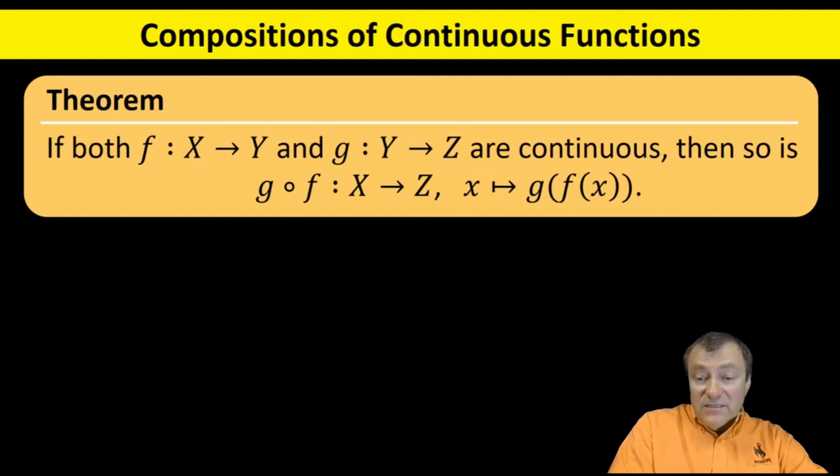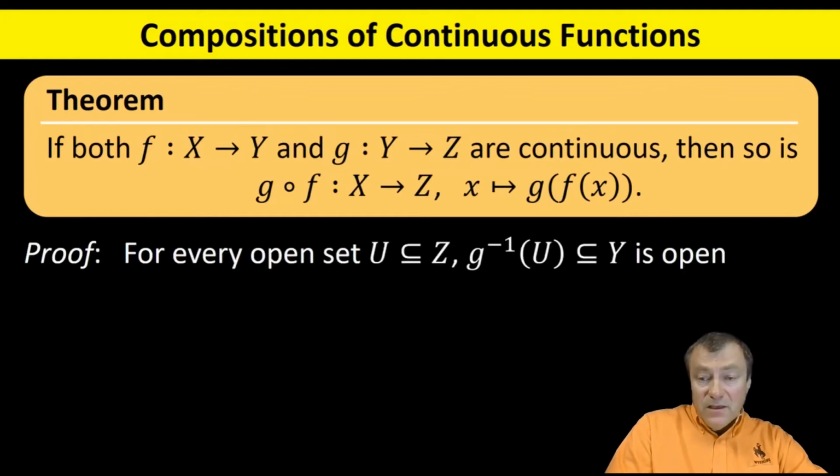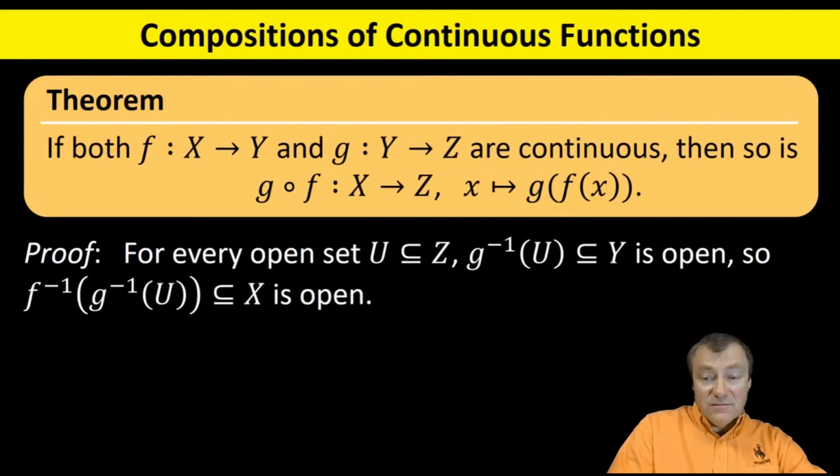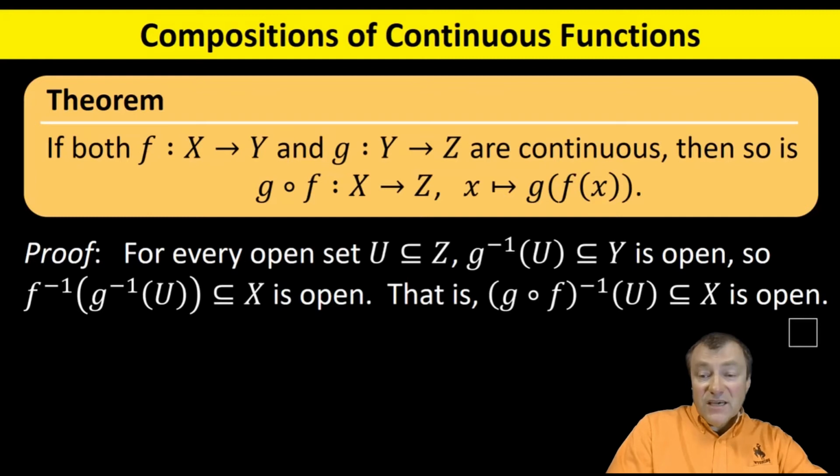Suppose f is a continuous function from X to Y, and g is a continuous function from Y to Z. So g composed with f is a function from X to Z. Now for every open subset U of Z, its preimage under g is open in Y, and the preimage of that under f is open in X. This says exactly the same thing as the preimage of U under g composed with f is open in X. QED.